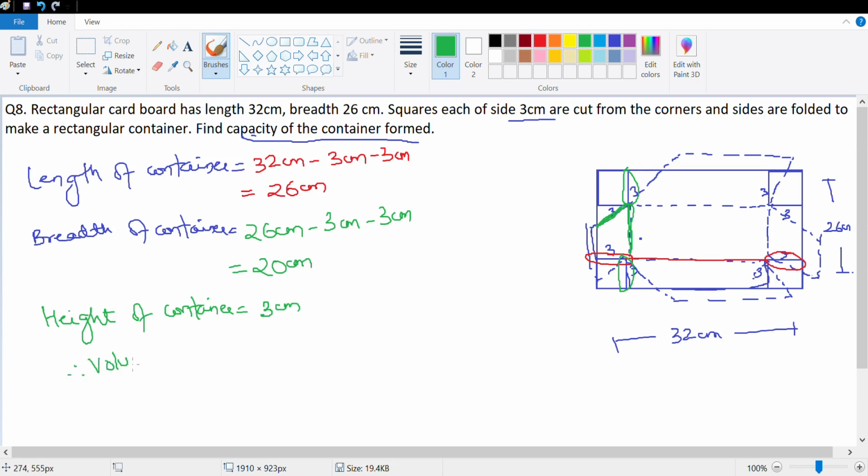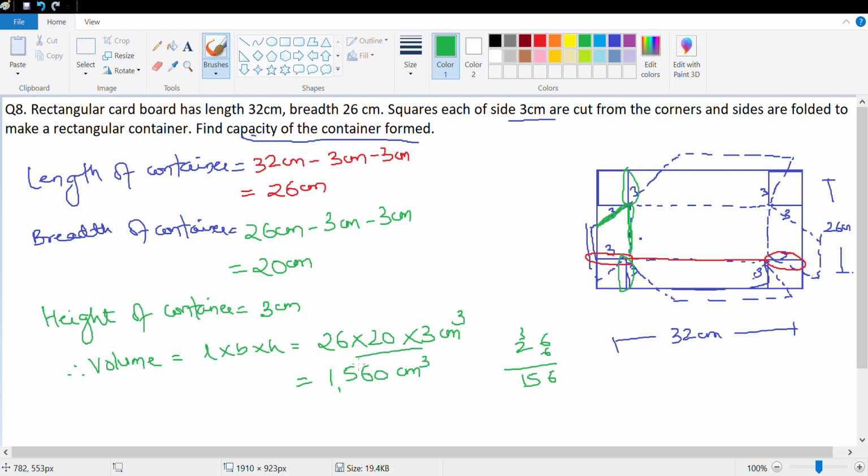Therefore, volume would be equal to length into breadth into height, which is 26 into 20 into 3 centimeter cube, which is equal to 26 into 60. So that's 26 into 6, 6 into 6, 36, 12 plus 3, 15. That's 1560 centimeter cube. Very interesting question. Once you draw a diagram, life becomes very simple. That brings me to the end of this exercise.